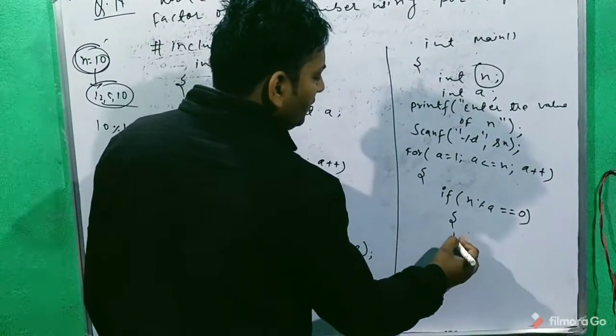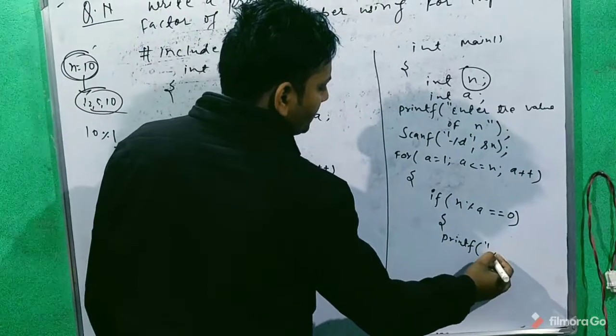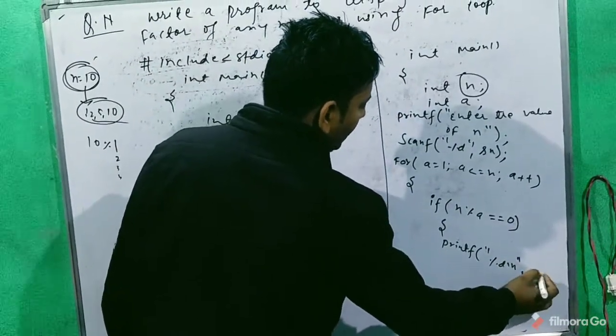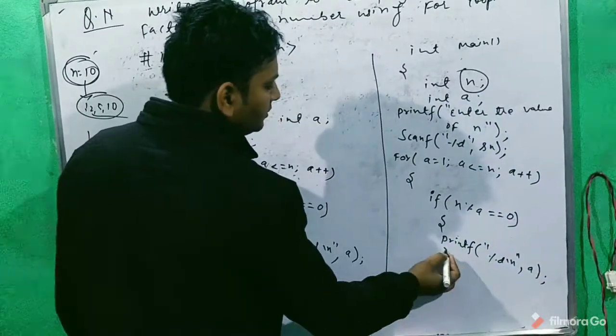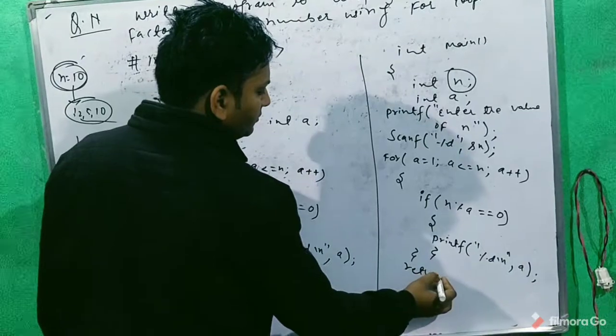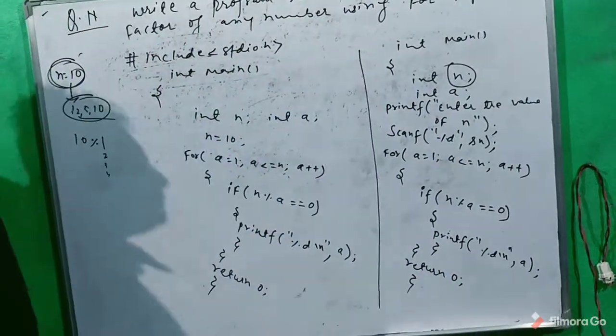Then here I am going to write printf of percentage d slash n, followed by the variable to display, the variable a. Now I'm closing this loop and return 0. So in this way we can solve this problem in many ways.